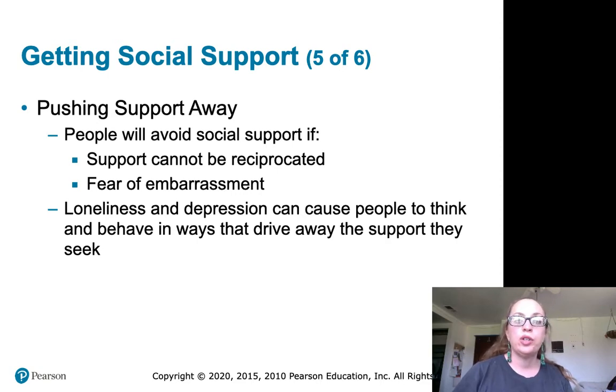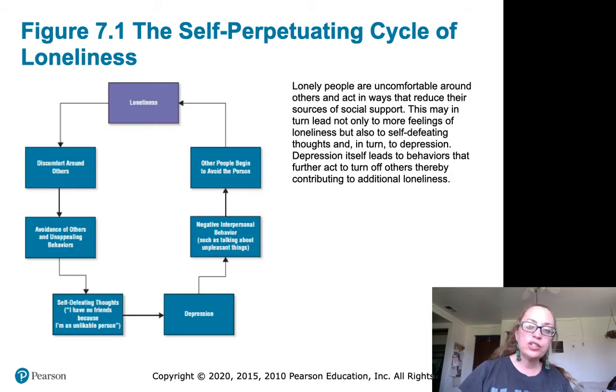It's uncomfortable to be around you. People who are depressed are often irritable. They're often grouchy, and it's a negative association. As we know with friendship and affiliation, we like to be around people who bring us positive emotions. And so the negativity that comes when people are lonely and depressed can drive away the very people that they need. So there is a self-perpetuating cycle of loneliness.